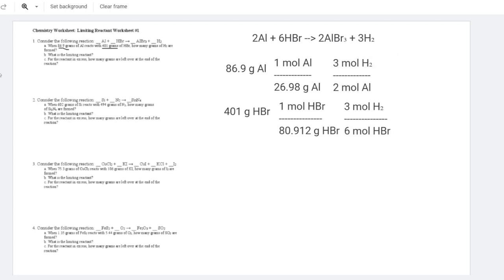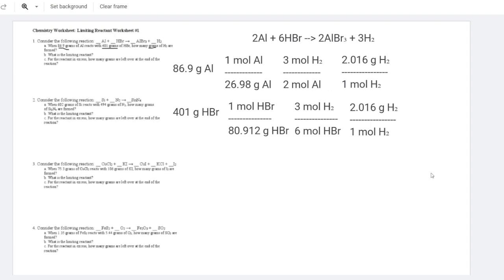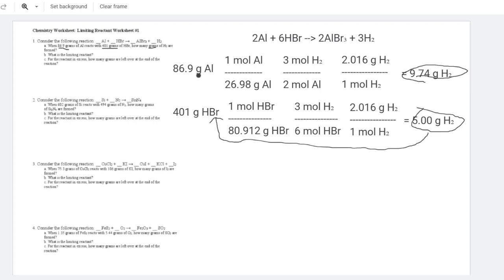Now that we've multiplied by the molar ratios, we need to make sure that we convert to grams of the problem mass. Now we can simply plug this into our calculator. Now that we have found the amount of grams of hydrogen gas, we can tell that the limiting reactant is the one that produces less. In this case, that means the limiting reactant is hydrogen bromide. This also means that only 5 grams of hydrogen gas is produced, since obviously you're not able to produce 9.74 grams if you only have the aluminum.